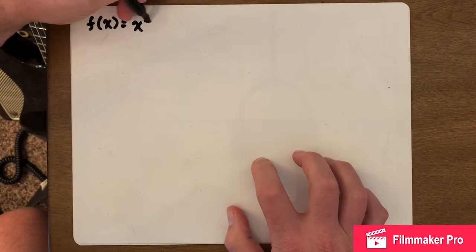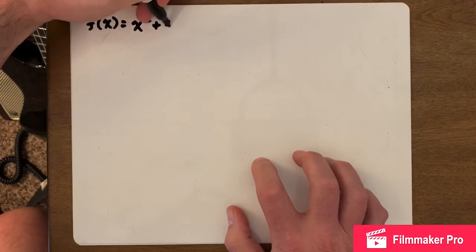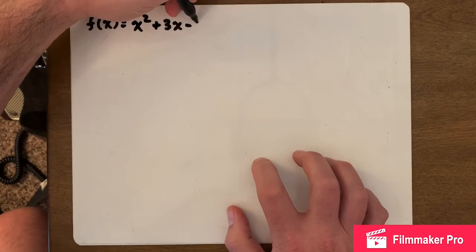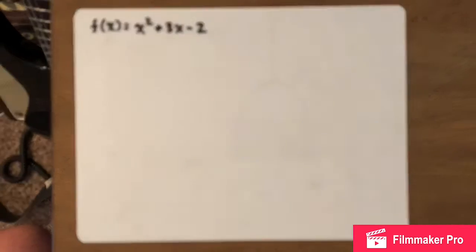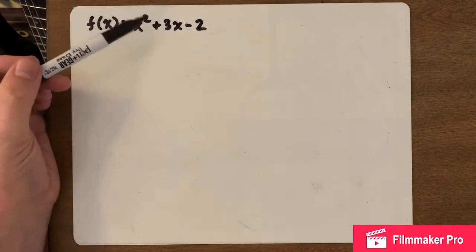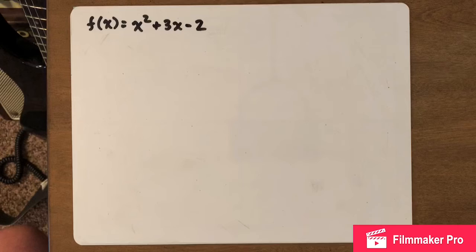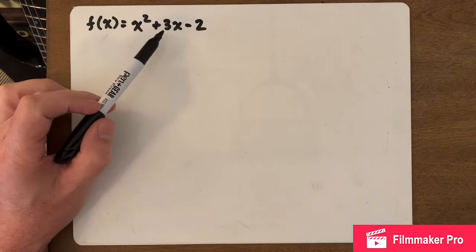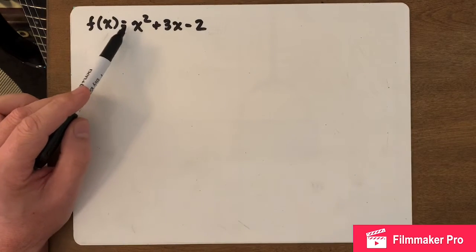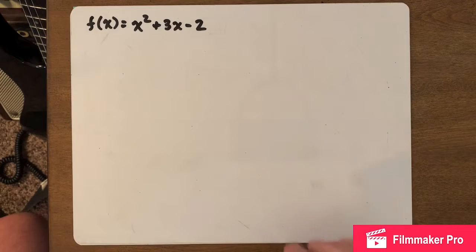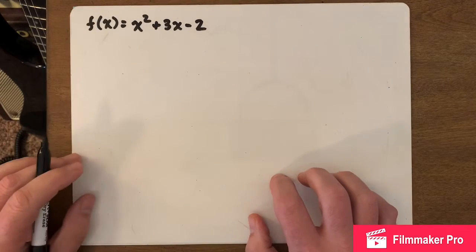X squared plus 3x minus 2. All right, the first thing I notice, since I've done hundreds, perhaps thousands of these, is that I have an odd number here. That means I'm going to have a fraction. 99 times out of 100, you're going to get a fraction, unless that number is a divisor or something like that. So now, let's take a look at this.